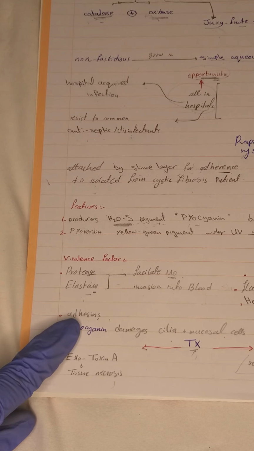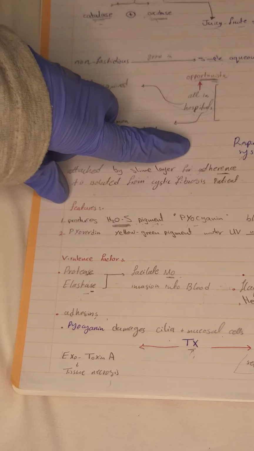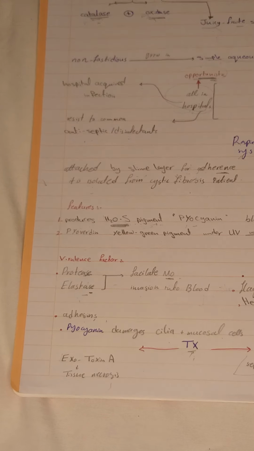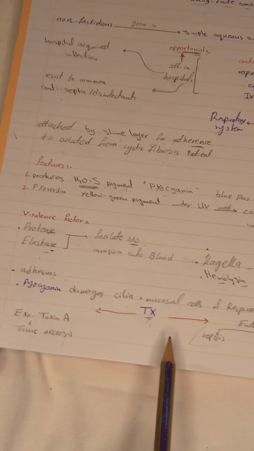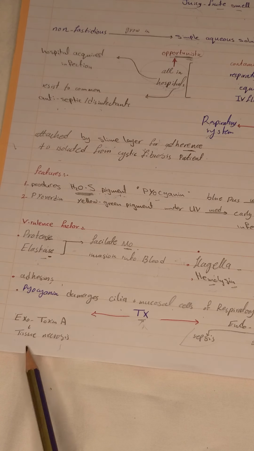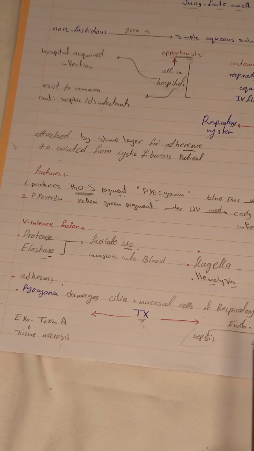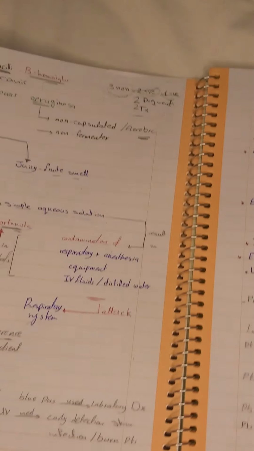Then we have adhesins, as we mentioned before. It uses slime for this. Also, we have pyocyanin, which damages the cilia and mucosal cells of the respiratory system. Please, everyone, remember that pyocyanin is the blue pigment that attacks the respiratory system, while pyoverdine is yellow-green and attacks the skin. Okay, hopefully you keep this in mind. And here we have the toxins. We have exotoxin A for tissue necrosis and endotoxin for sepsis and septic shock.